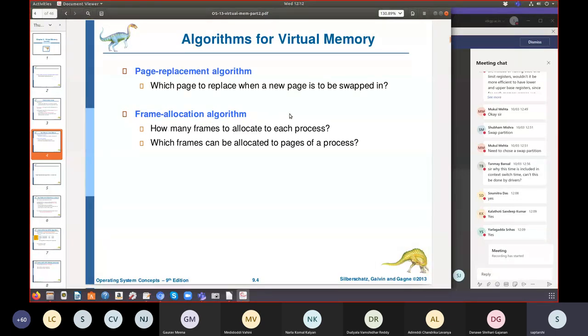Next, the frame allocation algorithm. How many frames to even allocate to each process? We know that we are in a multi-programming environment, therefore many processes will be sharing the main memory. So how many frames to allocate to each process? Then which frames can be allocated to pages of a process? Is there any restriction and so on? This is what we are going to discuss now. Let us start with page replacement algorithms.